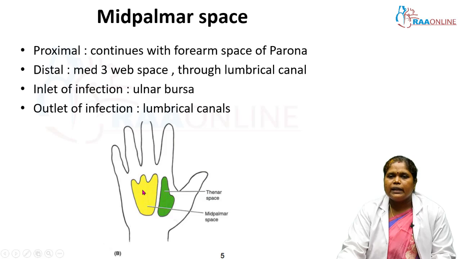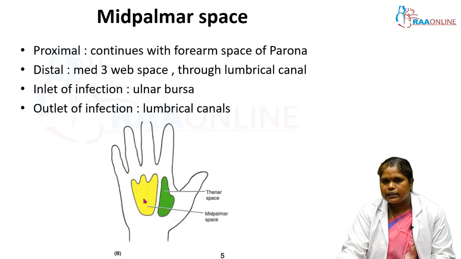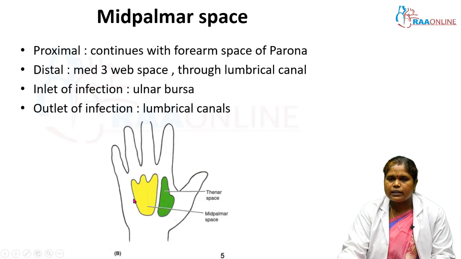Okay. So, the inlet of infection, that means which is going to act as an inlet source of the infection. We already know anteriorly we have long flexor tendons, and covering those long flexor tendons we have the ulnar bursa, right. So, any infection in that synovial sheath, the ulnar bursa, is going to act as a source of infection. That is why the inlet of infection is the ulnar bursa. So, the ulnar bursa is going to act as an inlet or source of infection to the mid-palmar space.